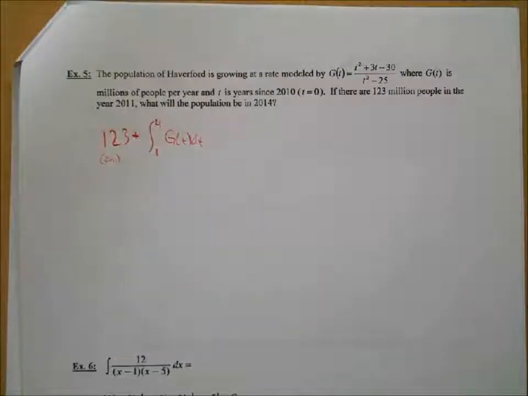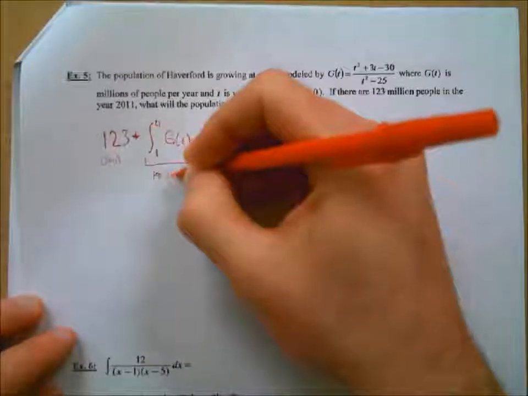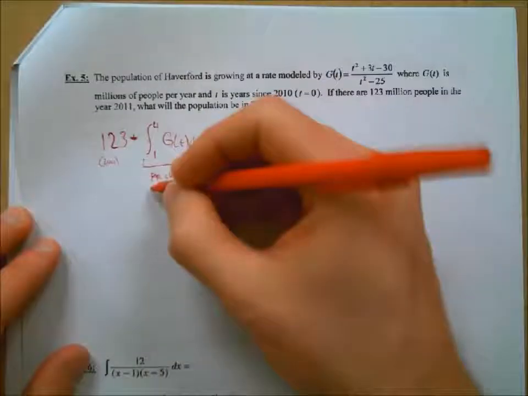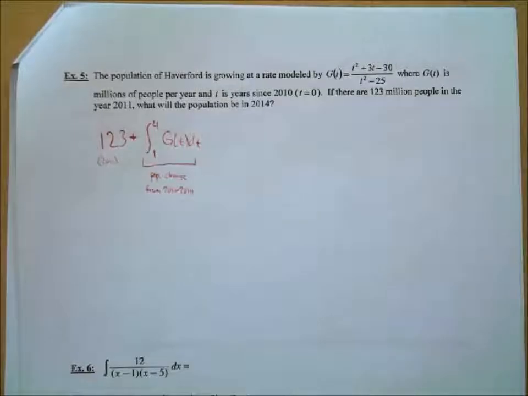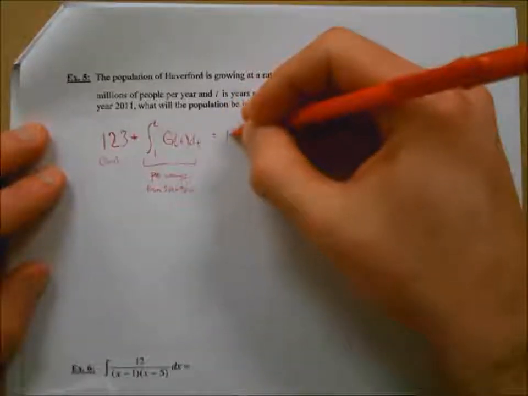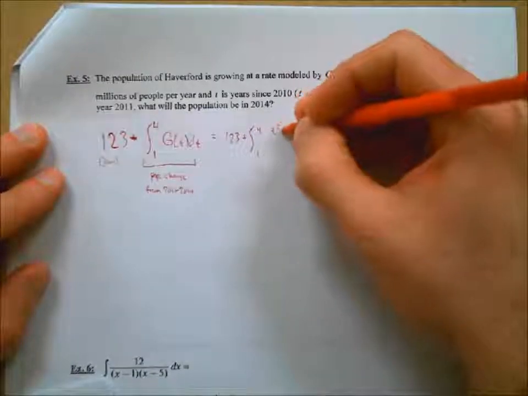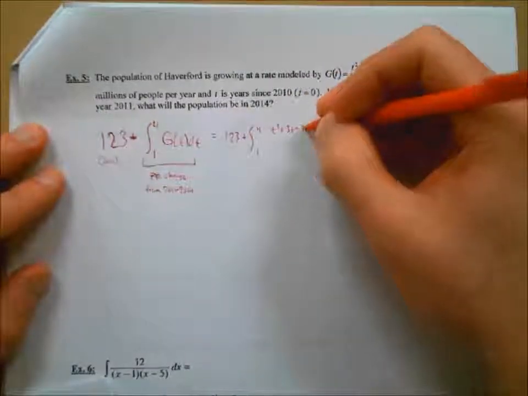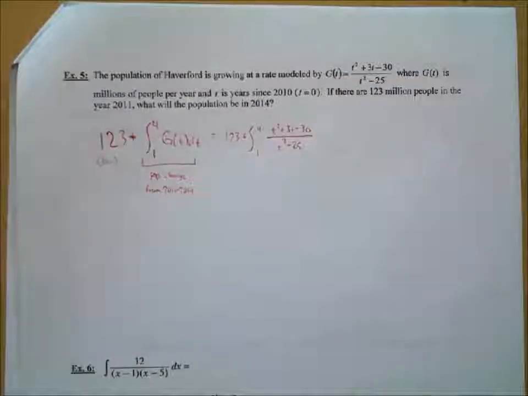And again, this then will be the population change from 2011 to 2014. Now mine is really small there, but I want to save space. Which is then equal to 123 plus the integral from 1 to 4 of our function there, t squared plus 3t minus 30 over t squared minus 25.